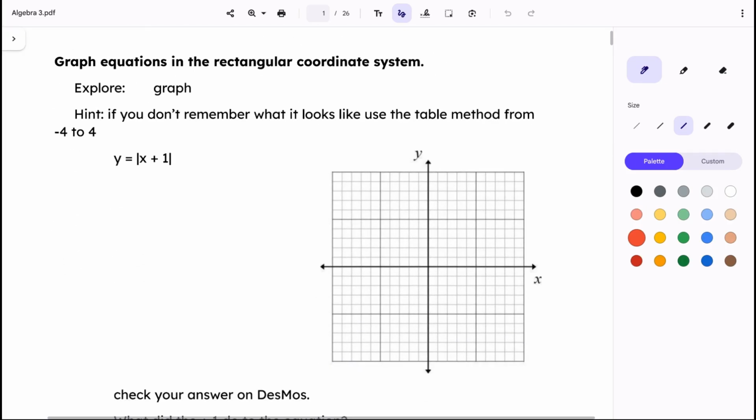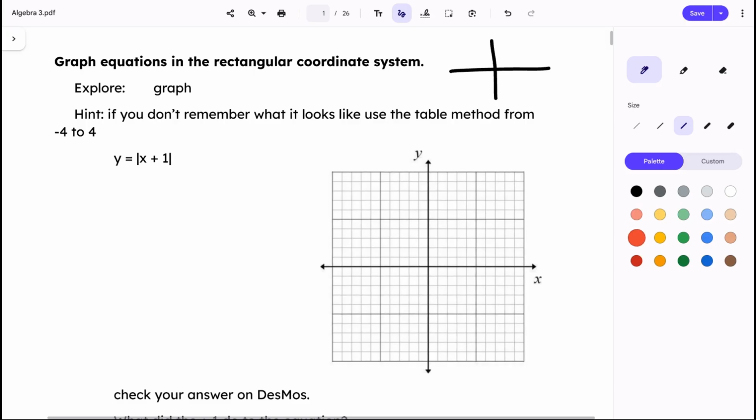The first one I want us to look at is this equation that says y equals absolute value of x plus 1. Does anyone remember what an absolute value graph looks like? No. Is it just like a line? Kind of. A dot? It looks like a V. All absolute value graphs look like V's.